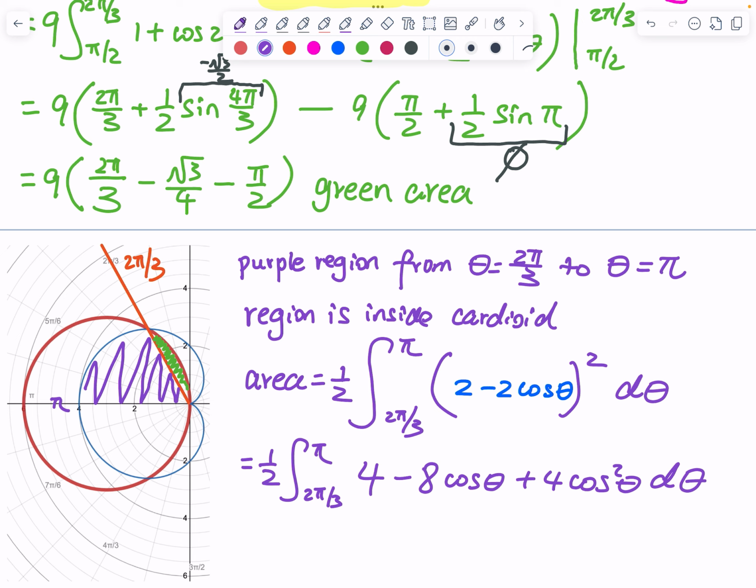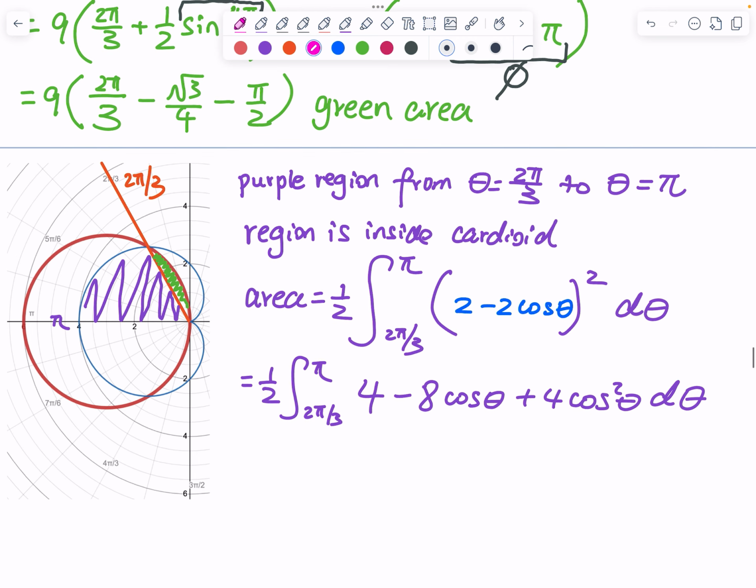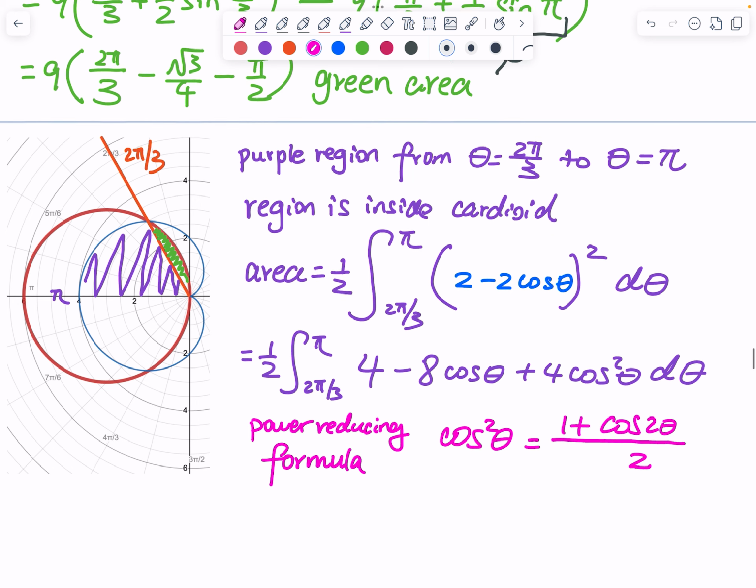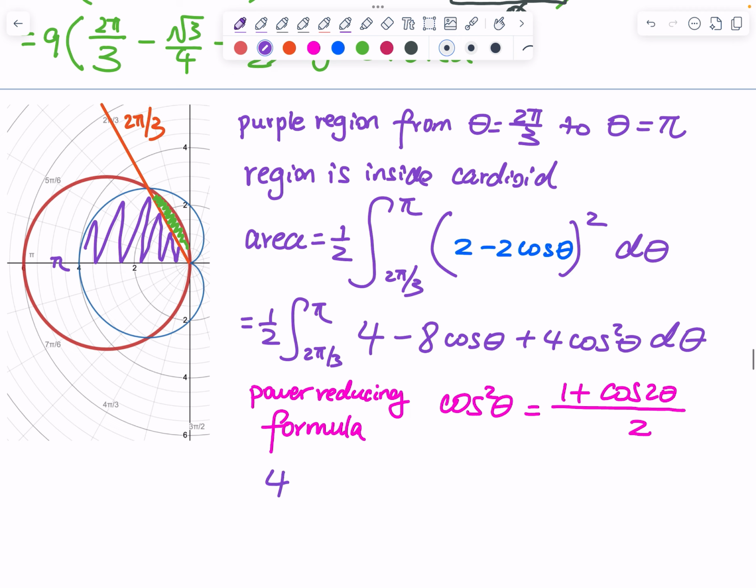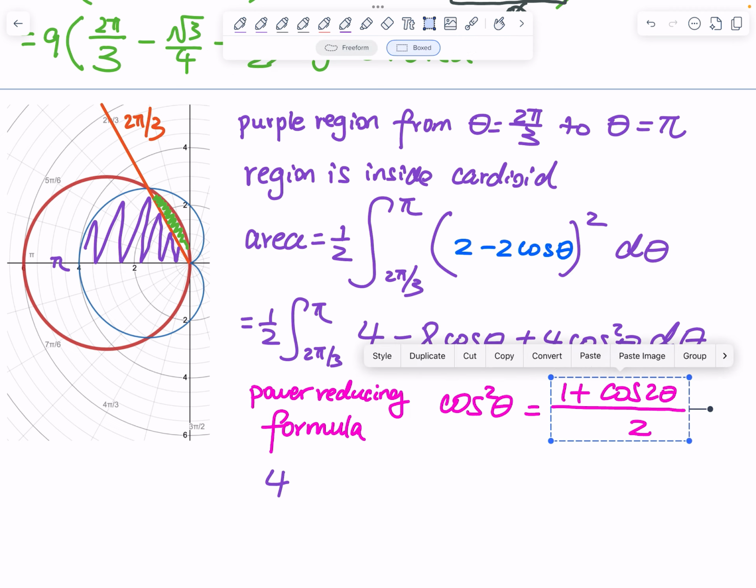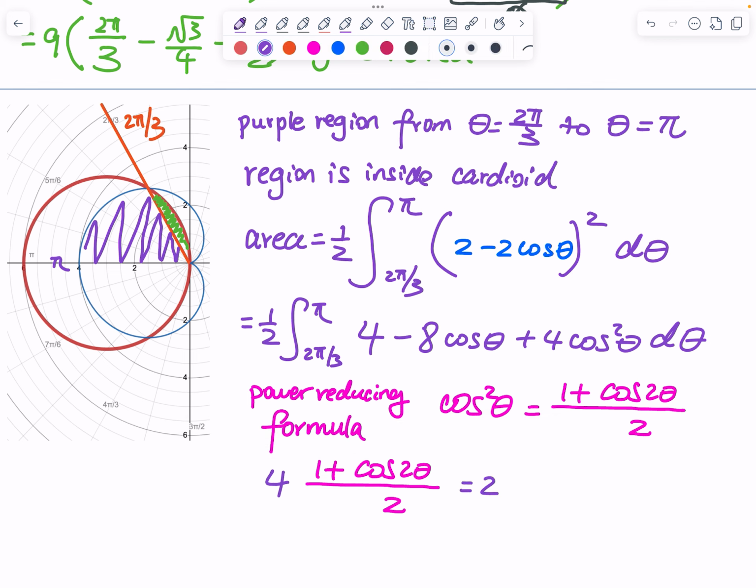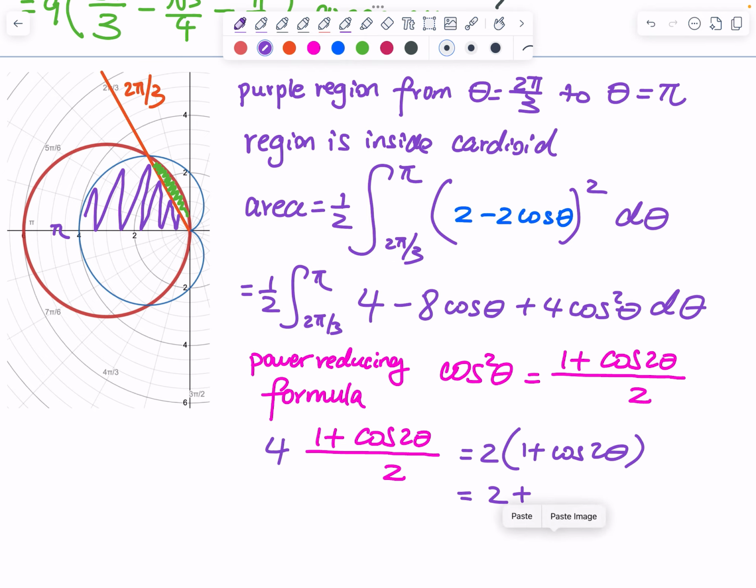Okay, I see a cosine squared. Then that triggers another power reducing formula. Power reducing formula: cosine squared theta equals 1 plus cosine 2 theta divided by 2, and then we have a 4 times that. Okay, I have a 4 multiplied by this, and that produces a 2 times 1 plus cosine 2 theta, and then this is 2 plus 2 cosine 2 theta.